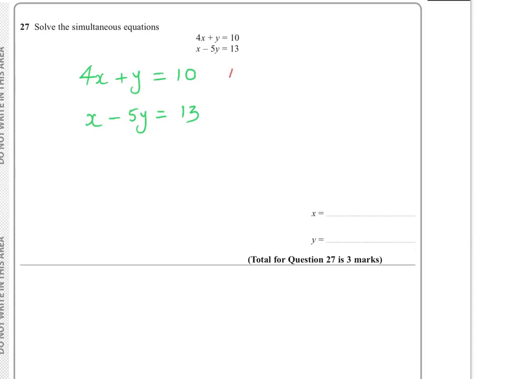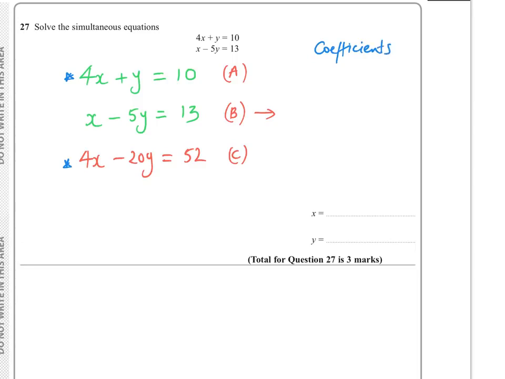So for this one here, we've got equation A and equation B, and I'm going to do this by elimination. So I think the first thing to look at is B, and if we times everything through by 4, left and right hand side, if we times the left hand side of that by 4, we'd get 4x minus 20y, and by 4 here we'd have 52, and I'll call that equation C. And if you notice here, the numbers in front of the x's are the same, i.e. the coefficients, i.e. the numbers in front of the x are the same.